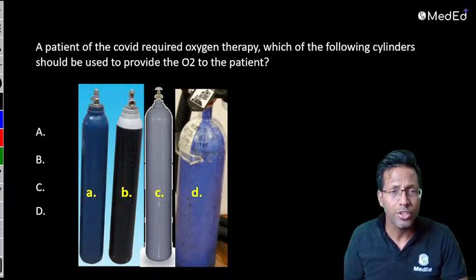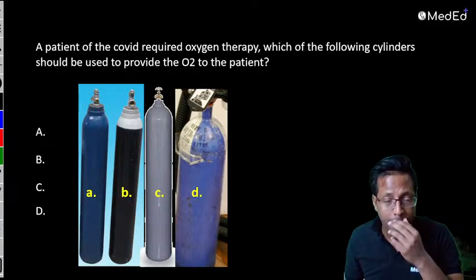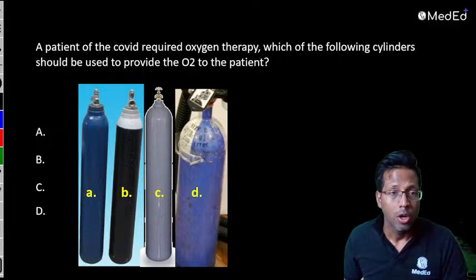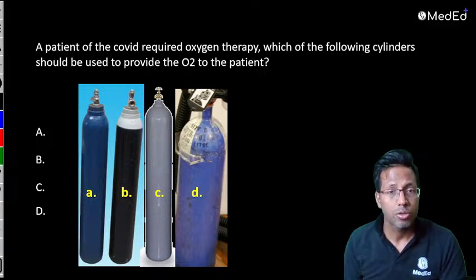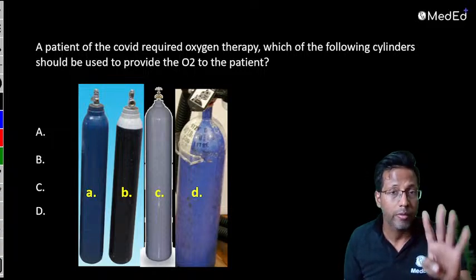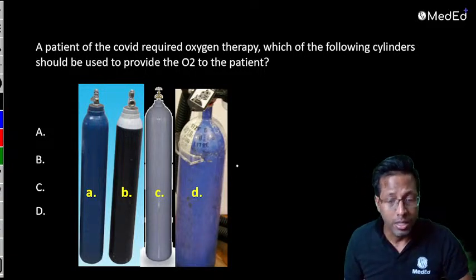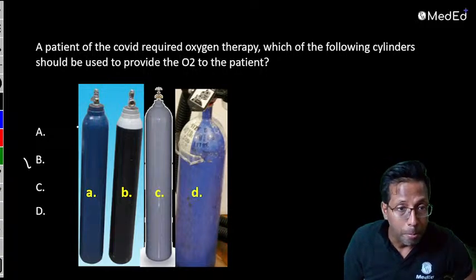Okay, the patient of COVID, this was basically a COVID time question, so it's the same thing getting repeated the same way, but can be asked without COVID as well. Alright, so the patient required oxygen therapy. Which of the following cylinders should be used to provide oxygen to this patient? Right, they've given 4 cylinders. Now this was an image based question. Options given were A, B, C and D. Here the correct answer would be B.